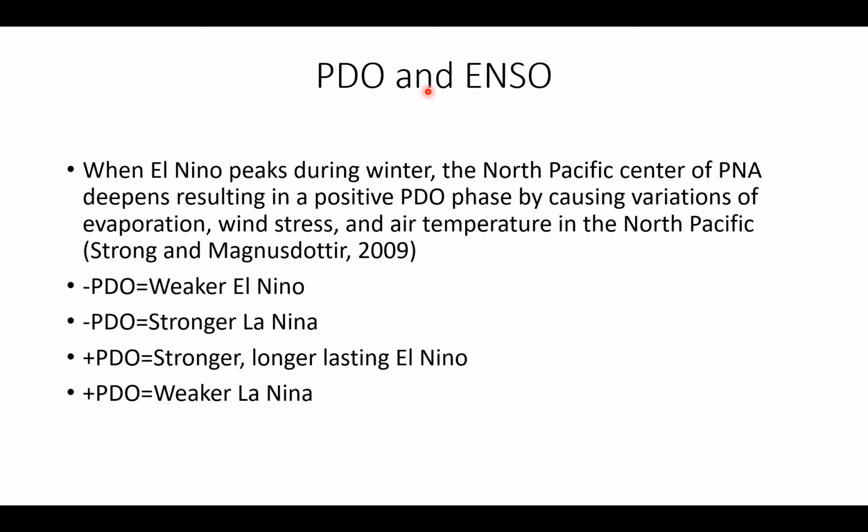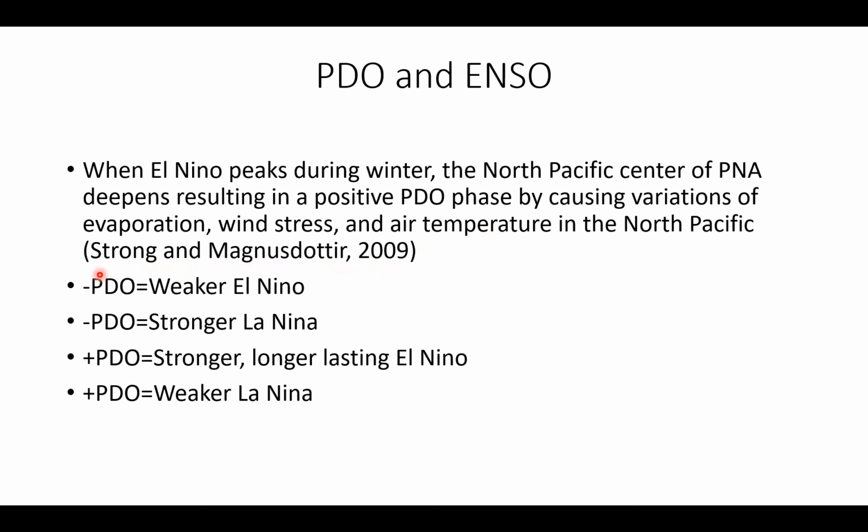Here's a nice little slide. When I combine PDO and ENSO together, when El Nino peaks during the winter time, the North Pacific center of the PNA deepens, resulting in a positive PDO phase by causing variations of evaporation, wind stress on the ocean surface, and air temperatures in the North Pacific. This was research conducted by Strong and Magnusdottir in 2009.